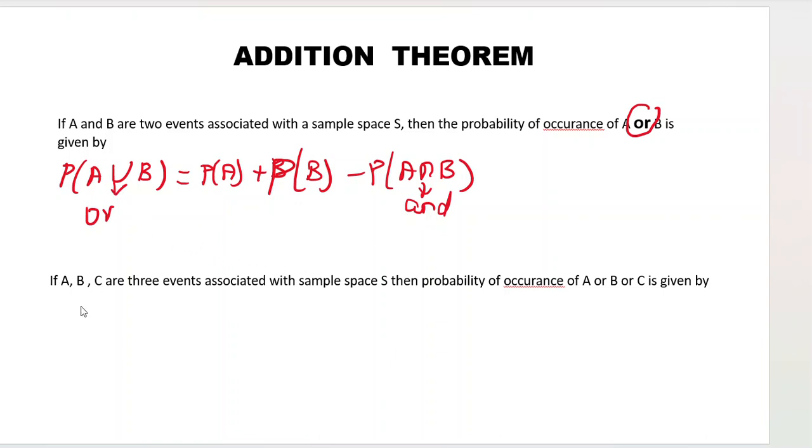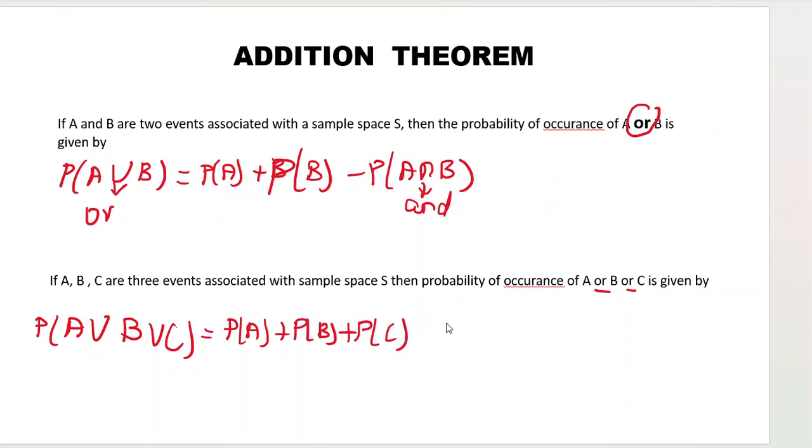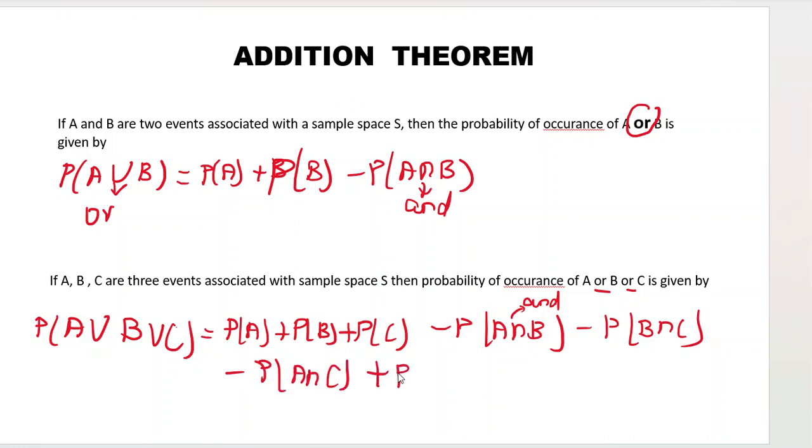Similarly, in the next case, if A, B, C are three events associated with sample space S, then the probability of occurrence of A, this OR is replaced by union, B, there is one more OR over here, this is replaced by union, and then there is C. The formula is simple: it is P of A plus P of B plus P of C minus P of A intersection B, although if we write it as intersection, we read it as AND, minus P of B intersection C minus P of A intersection C plus P of A intersection B intersection C.